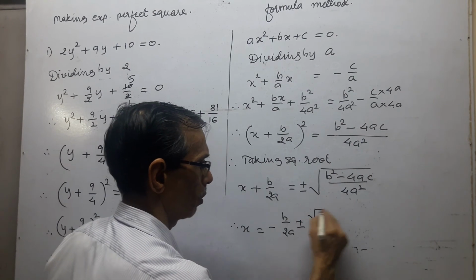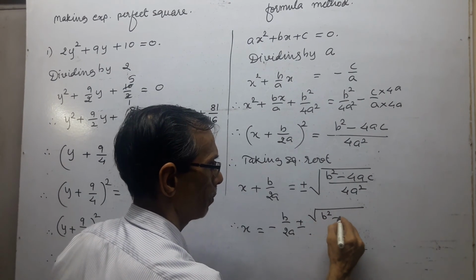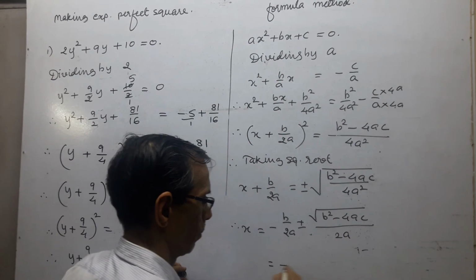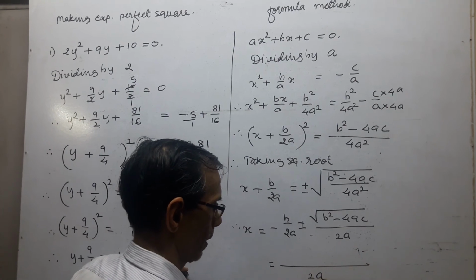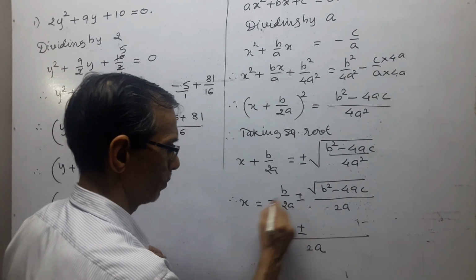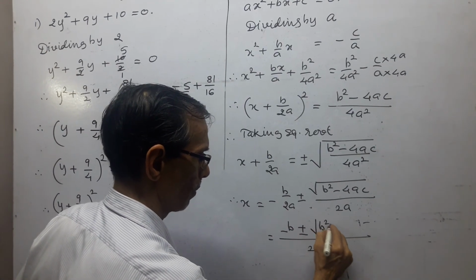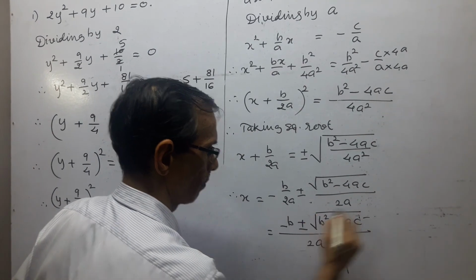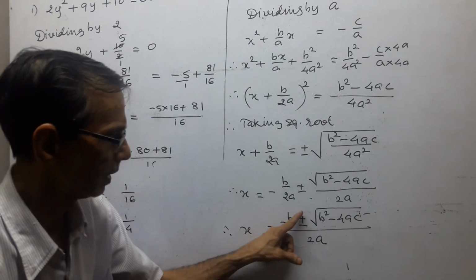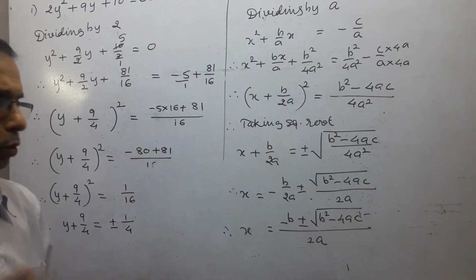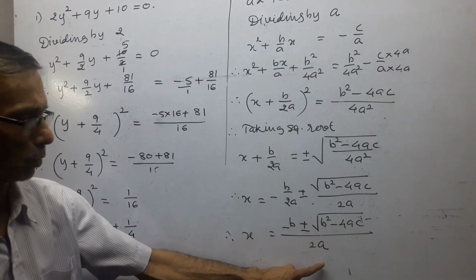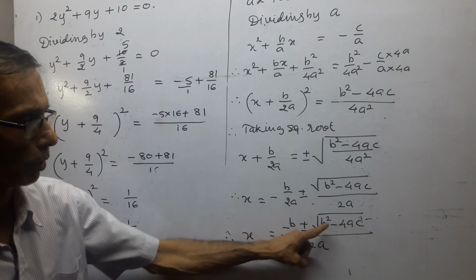Now here the root of the numerator is as it is because it is not a perfect square, but the root of the denominator is 2a. We get both denominators the same, 2a, and therefore the numerator is minus b plus or minus under root b square minus 4ac. So these are the two values. First take positive and next take negative, and in this way you get two roots: minus b plus under root b square minus 4ac upon 2a, and the second root is minus b minus under root b square minus 4ac upon 2a.